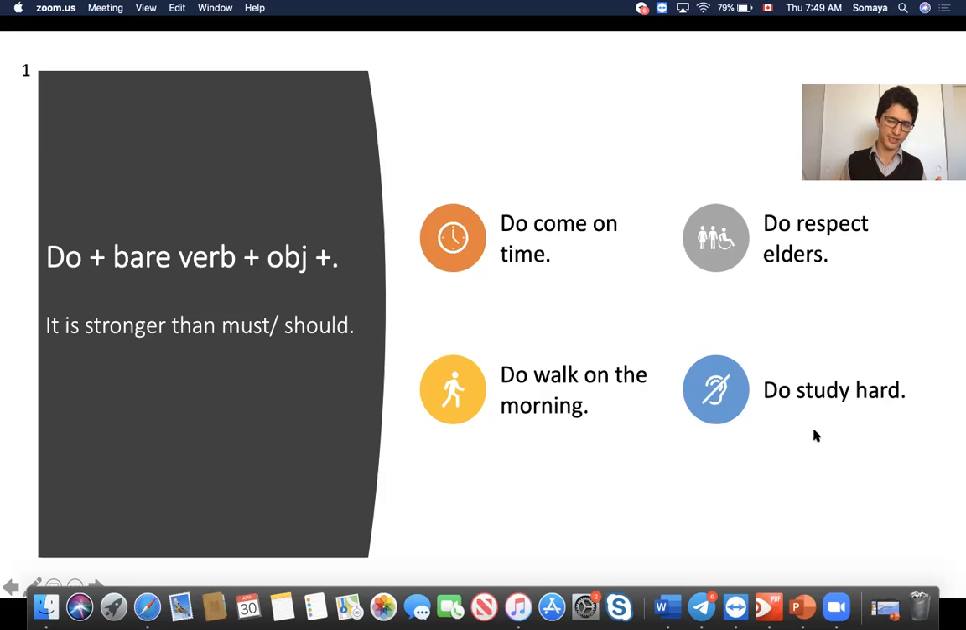Remember, when you want to use emphatic sentences, you have to show the emphasis on one specific word. Here we put it on "do". When you pronounce "do", you have to show that you put emphasis there. Do come on time. You pronounce it with emphasis, and you stress the "do". Do respect elders. Do walk in the morning. Do study hard. So when the person hears you, they should be able to recognize where you put the emphasis.